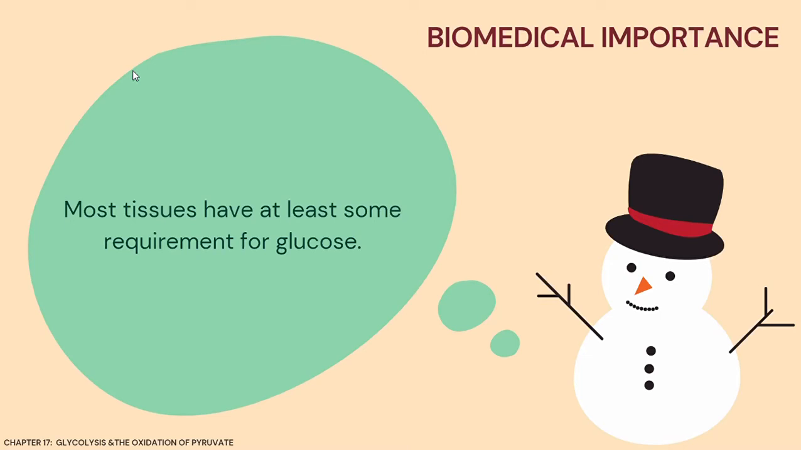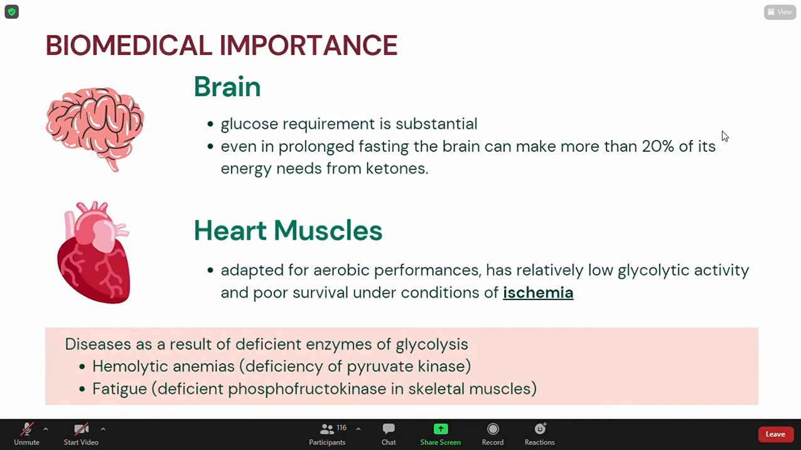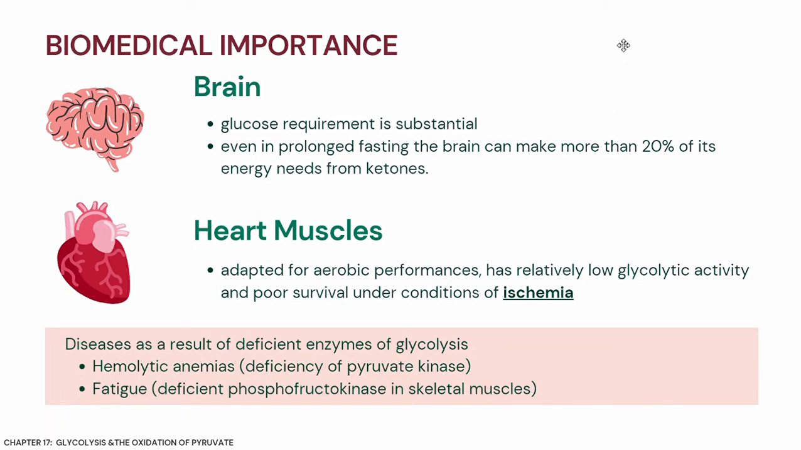There are tissues that would prefer other fuel molecules rather than glucose. Okay. All right, so the brain, for example, the requirement is quite substantial. Although your brain can utilize ketone as a source of energy, it's only 20% of the total energy that it requires.